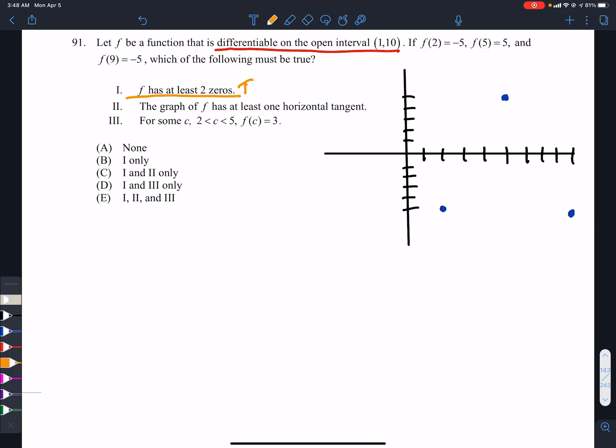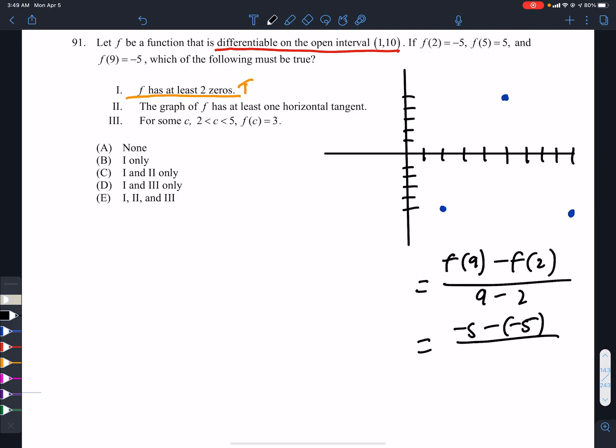The graph of f has at least one horizontal tangent. Okay, that also is going to be true. So let me tell you why. And this is going to be using the mean value theorem. If you find the slope between these 2 points, so that's going to be f of 9 minus f of 2 over 9 minus 2. And if you simplify that, you're going to get -5 minus -5 over 7, which is 0. So clearly the slope between these two is 0. This is the mean value theorem.